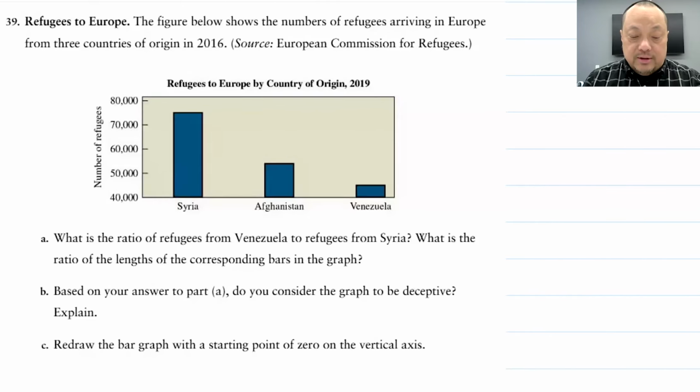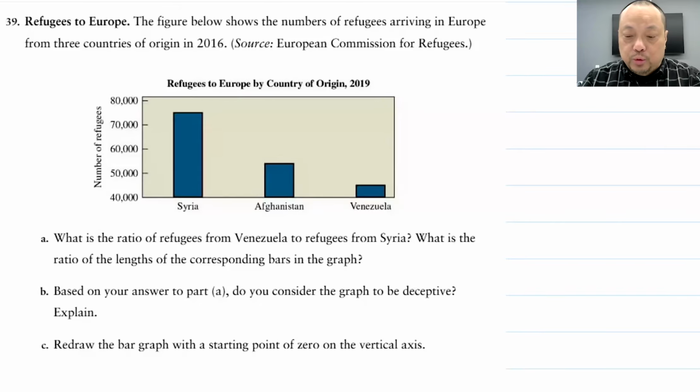All right, the question goes like this. There's a figure that shows the number of refugees arriving in Europe from 3 countries of origin in 2016. And it shows Syria, Afghanistan, and Venezuela. And there are 3 questions. Question A asks, what is the ratio? Ratio means one number divided by another, okay? So what is the ratio of refugees from Venezuela to refugees from Syria?